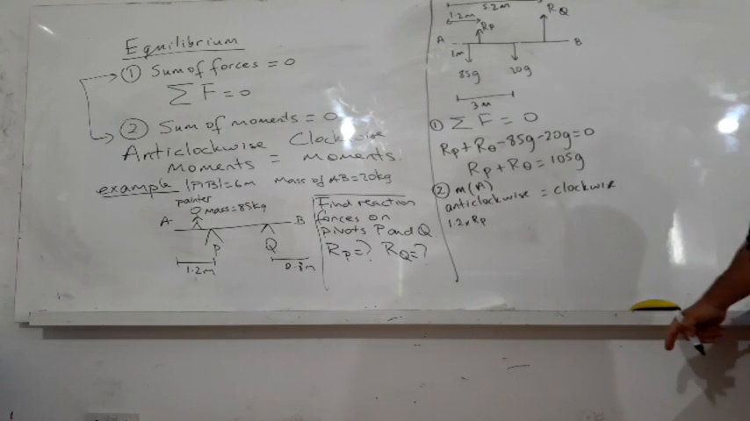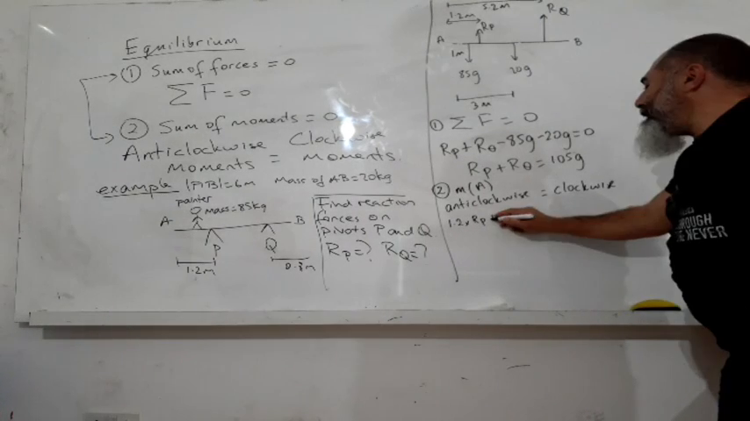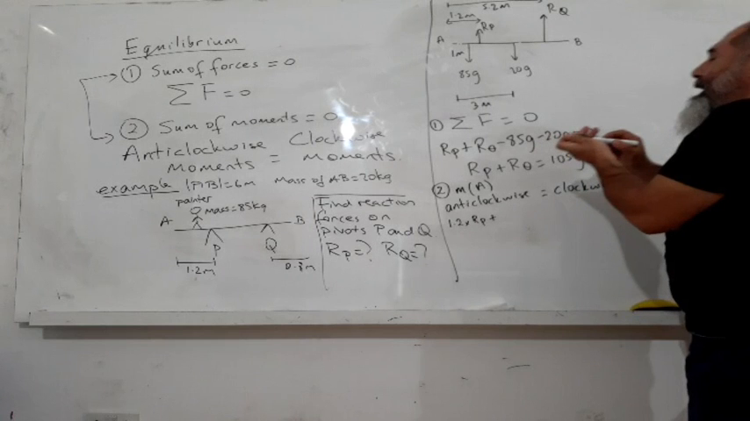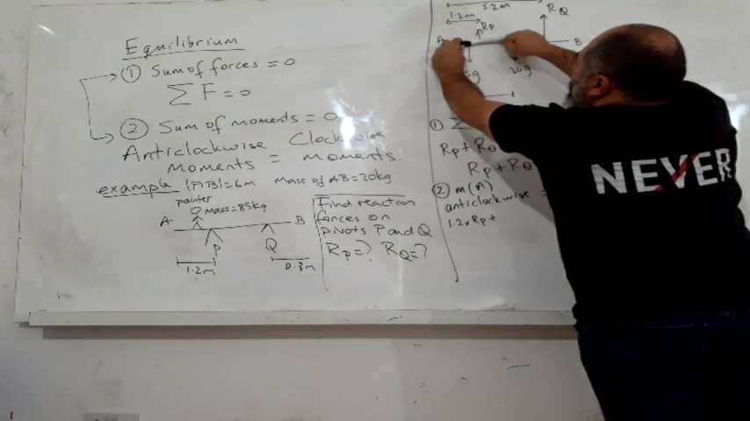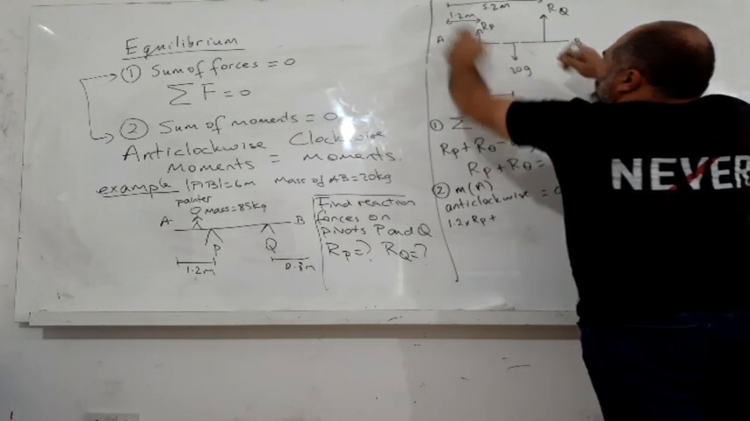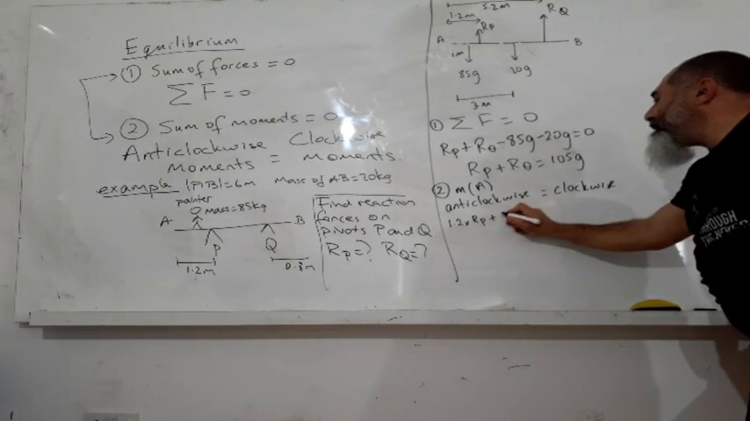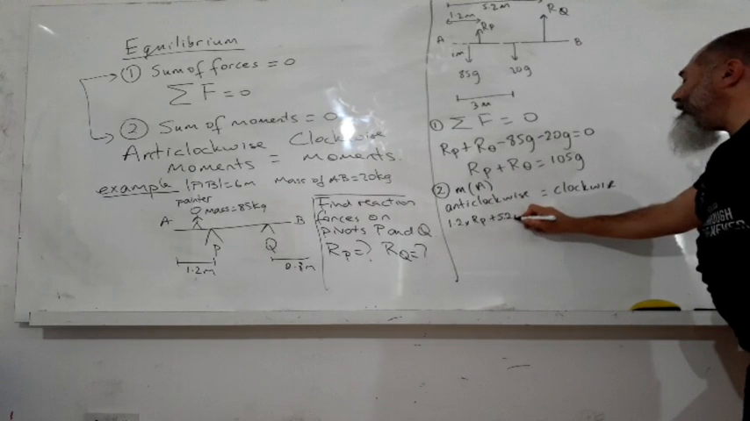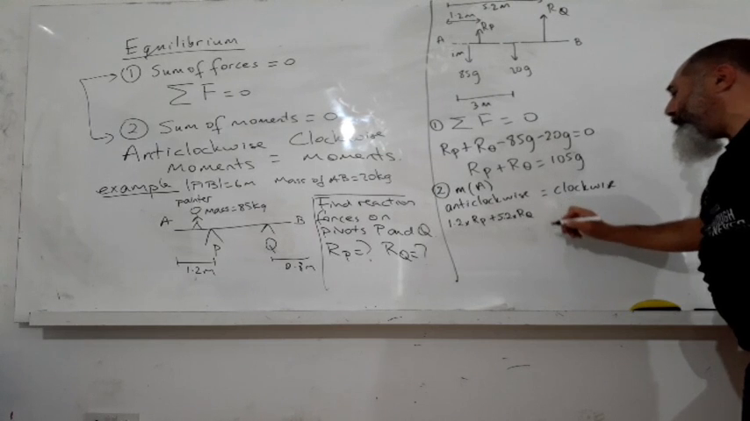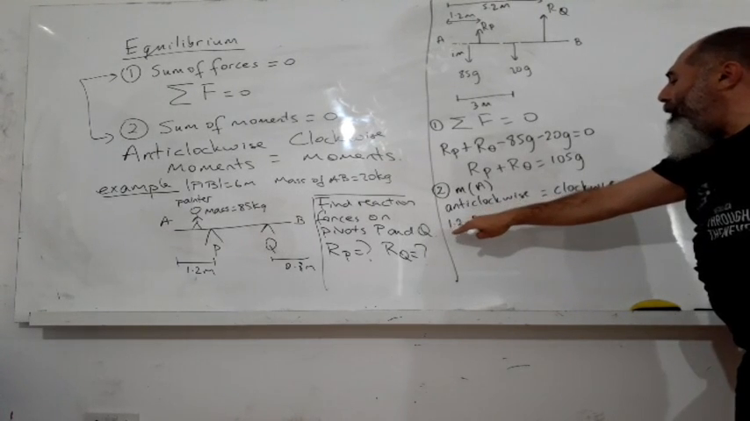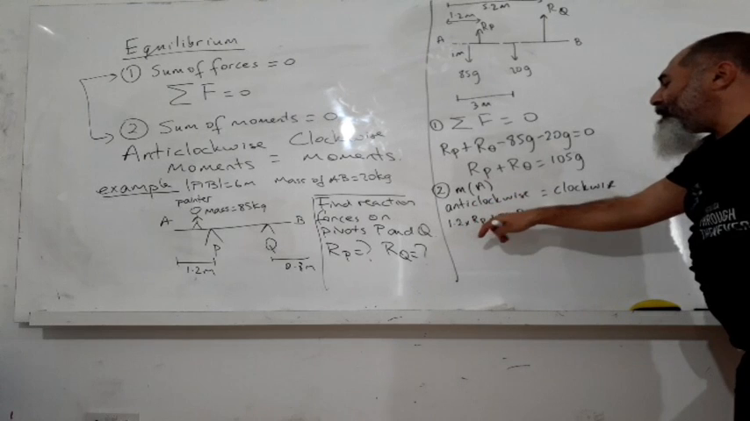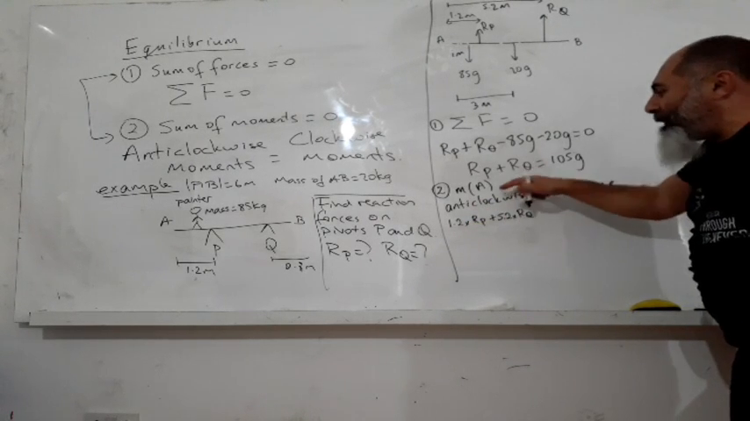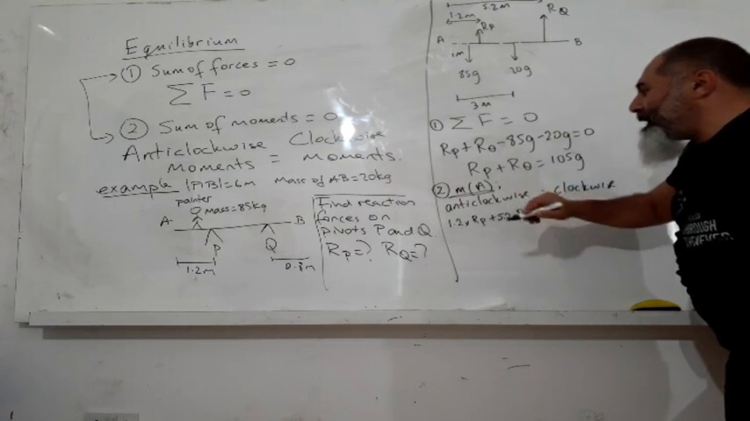And same case for RQ. RQ again pushes up in the anti-clockwise direction, and the distance is 5.2, and the force is called reaction force on point Q. These are the only forces causing an anti-clockwise moment about point A. You have to write that one. It means you are going to take moments about point A.